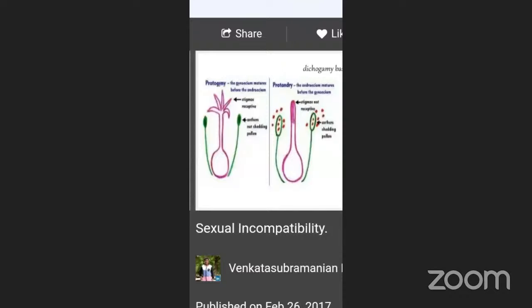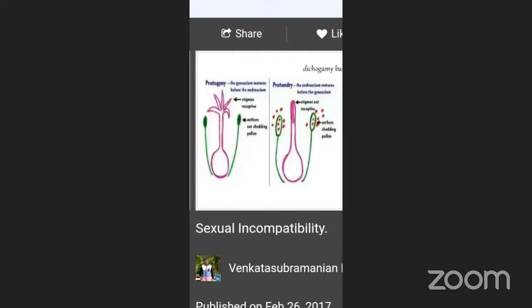The next one is homomorphic incompatibility. In this category, all the mating types within the species are morphologically indistinguishable and require a proper breeding test for their recognition. Here, depending on the origin of the factor determining the mating types of the pollen, two categories of self-incompatibility are there: gametophytic self-incompatibility and sporophytic self-incompatibility.